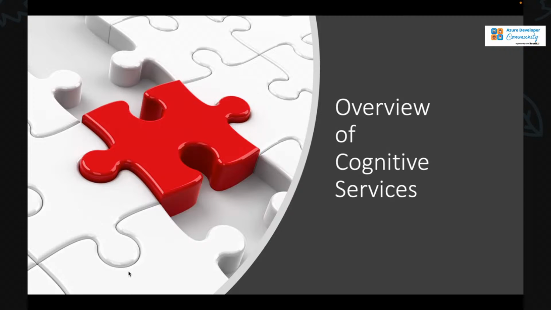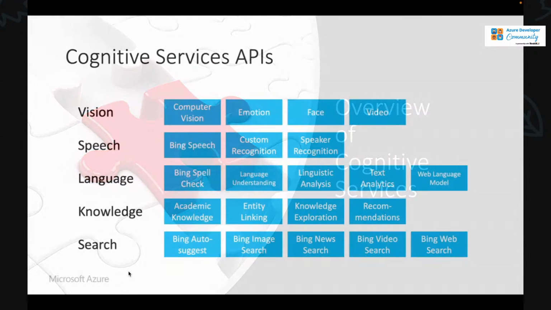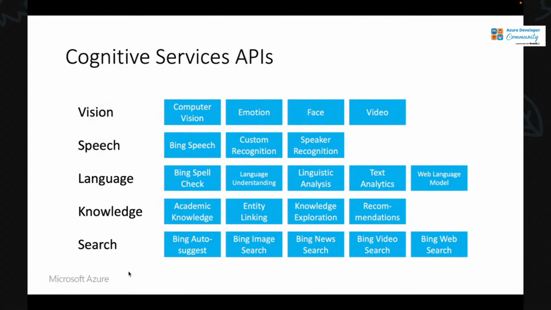Before we get some insights about speech, let's try to understand a complete overview of what we have in cognitive services. We can broadly classify it into five areas, which we call vision, speech, language, knowledge, and search. In vision, we have computer vision, emotion detection, face detection, video analysis, and so on. In speech, we have Bing Speech. If you have used it, you should be familiar with it.